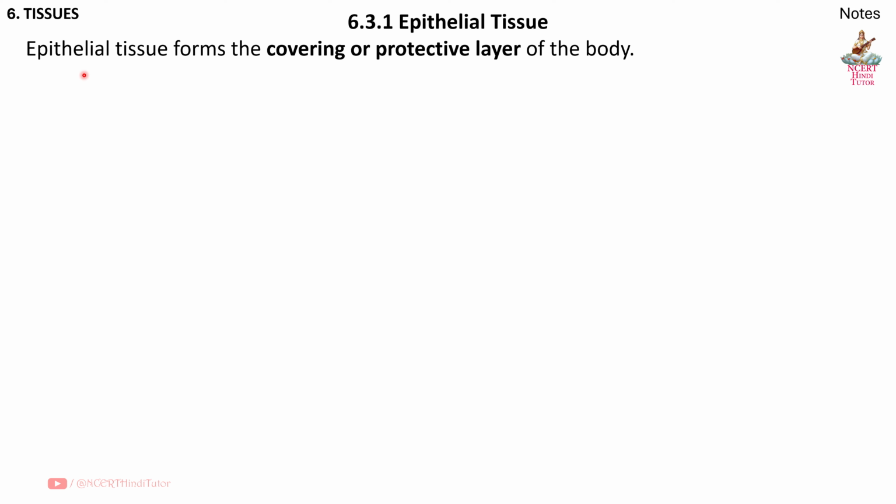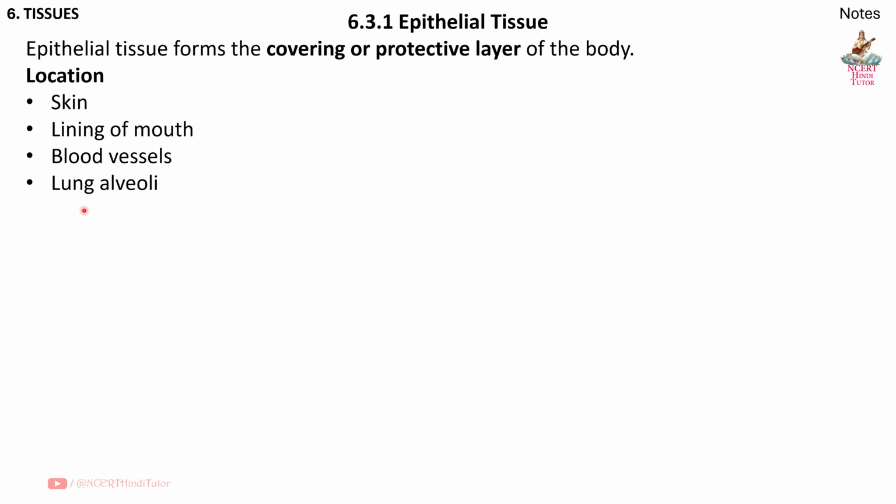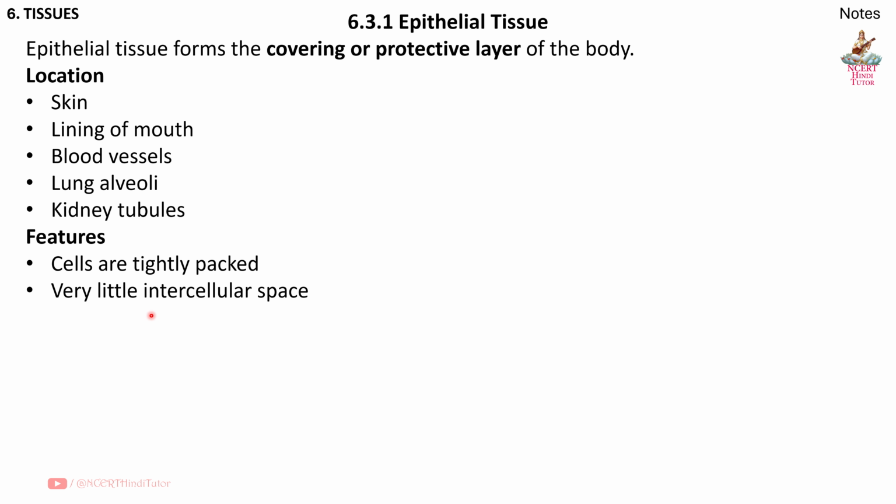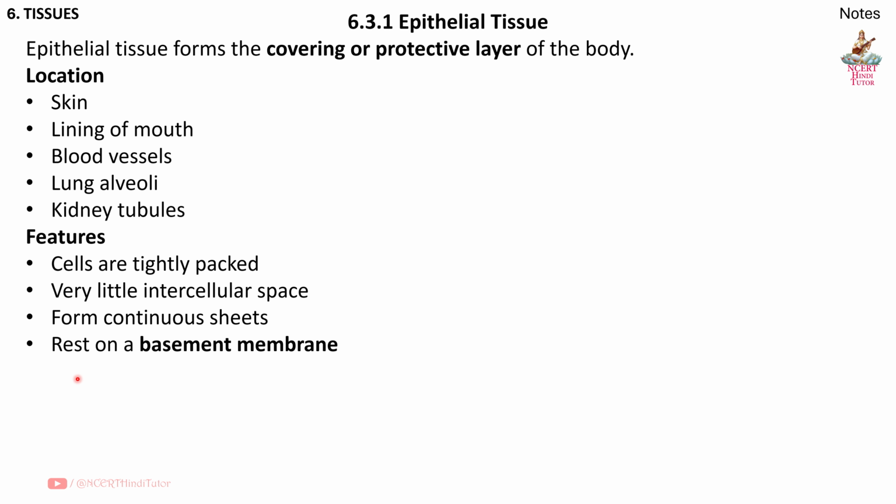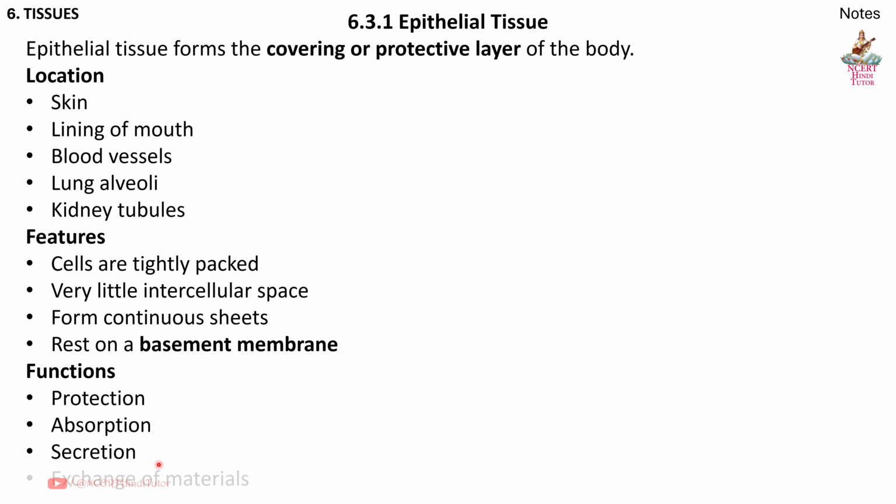6.3.1 Epithelial tissue. Epithelial tissue forms the covering or protective layer of the body. Location: skin, lining of mouth, blood vessels, lung alveoli, kidney tubules. Features: cells are tightly packed, very little intercellular space, form continuous sheets, rest on a basement membrane. Functions: protection, absorption, secretion, exchange of materials.